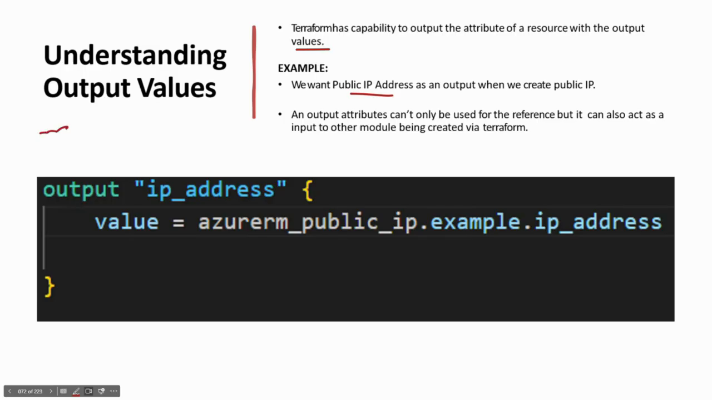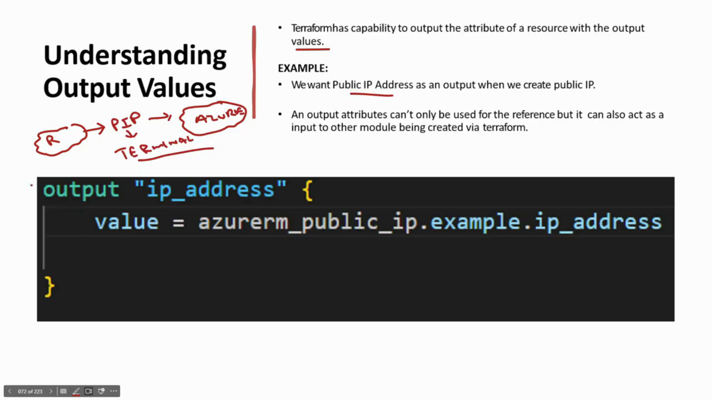We have written a resource and the main task of this resource is to create a public IP. Once this public IP is created, we want to check the public IP address. To check it, we need to log in inside Azure. Instead of logging in to Azure, we want the public IP address on our terminal.